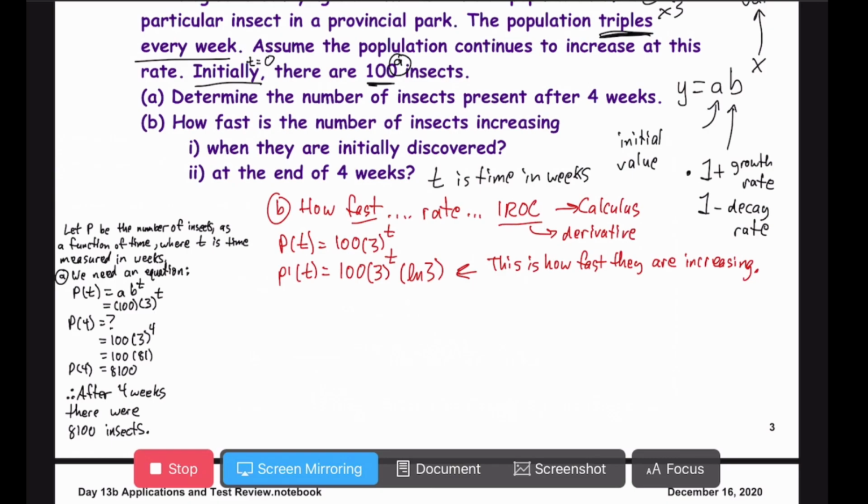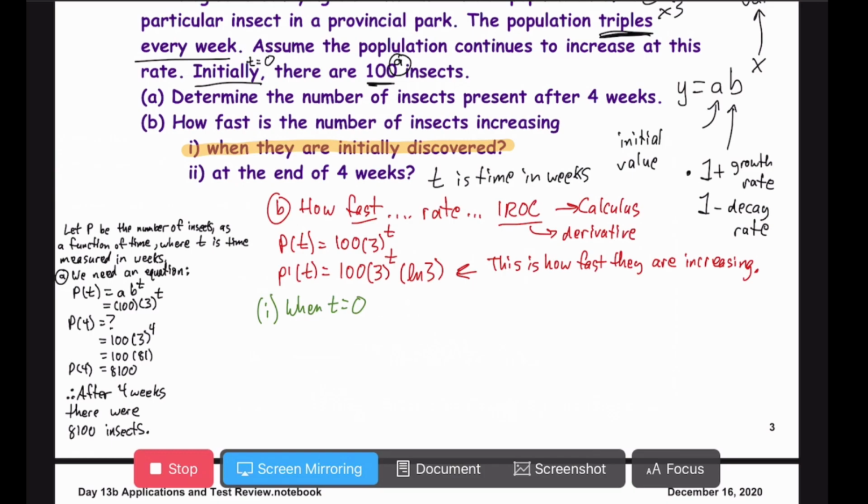And now let's actually do something with this. So the first time it asks us to work with is when they're initially discovered. What do we know about the conditions at that point? Well, if they've just been discovered, no time has passed yet, and so time is equal to 0. So we're going to find this when t equals 0.